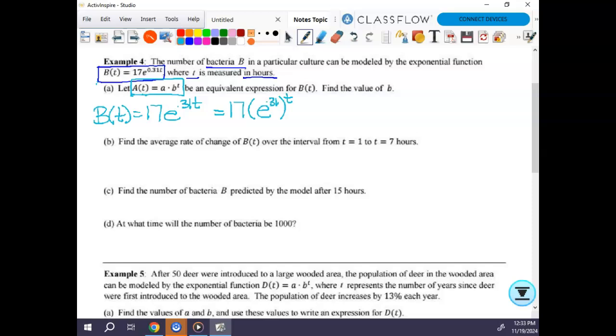Now, it's different in that I don't have something like 2 to the 5th, but this actually makes it easier, because if I had 2 to the 5th, I'd have to know that that is 32. e to the 0.31 power is e to the 0.31 power. It is what it is. And so what I have here is, this is A, this in the parentheses is b, and then my t is up there. So that means that b is equal to e to the 0.31 power. So what's inside the parentheses is your b value. And that's just understanding the equivalent forms and how to manipulate your exponents, right? That's basically what they're testing there.